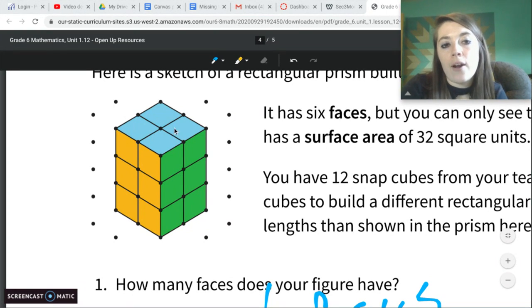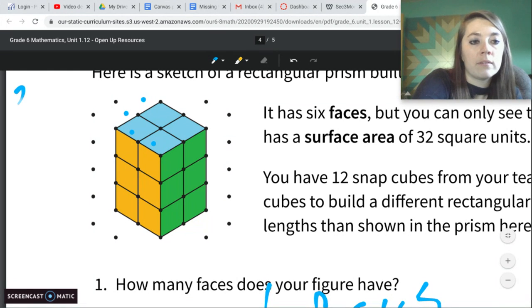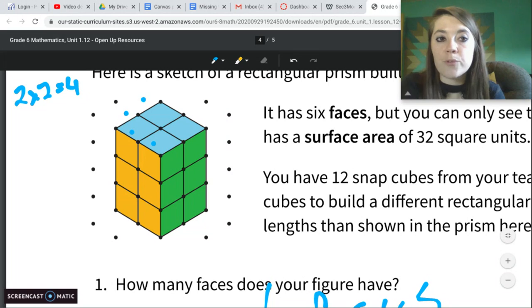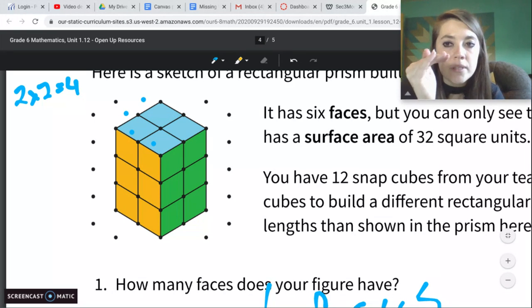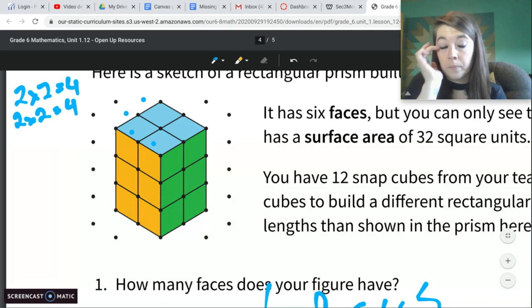So if we find the area of this top square, we've got 2 by 2. So 1, 2, 1, 2. 2 times 2 is 4. So we know the top of this is 4. But if we know the top is 4, what do we know about the bottom? It's also 4. So there's our top and bottom measurements.